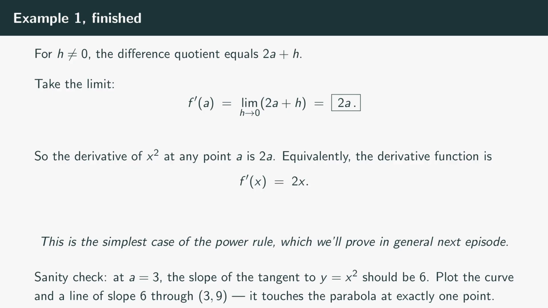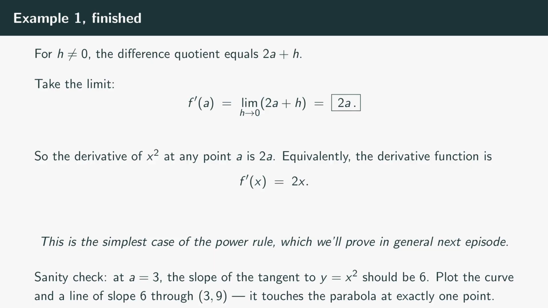Pick any point on the parabola y equals x squared. Drop the x-coordinate into the formula 2x, and that's the slope of the tangent line right there. At x equals 0, slope 0, the vertex where the tangent is horizontal. At x equals 1, slope 2. At x equals 3, slope 6. Sanity check that one by drawing a line of slope 6 through (3, 9). It grazes the parabola without cutting through.